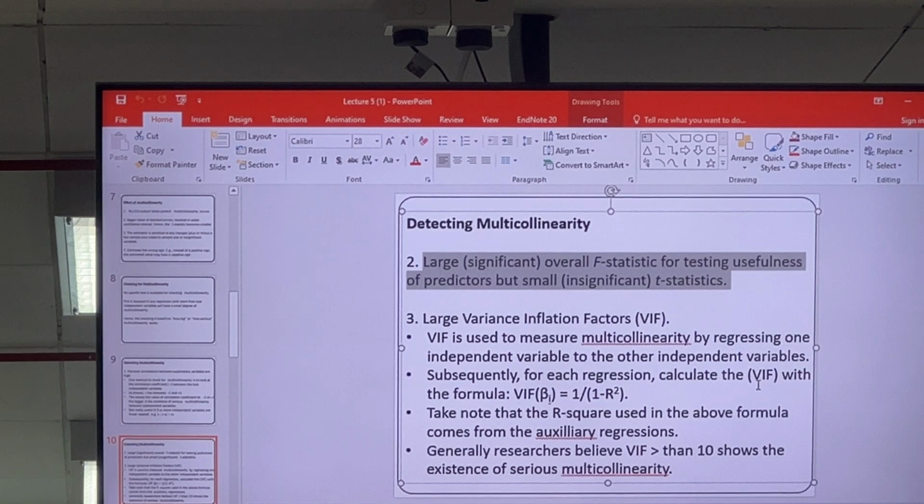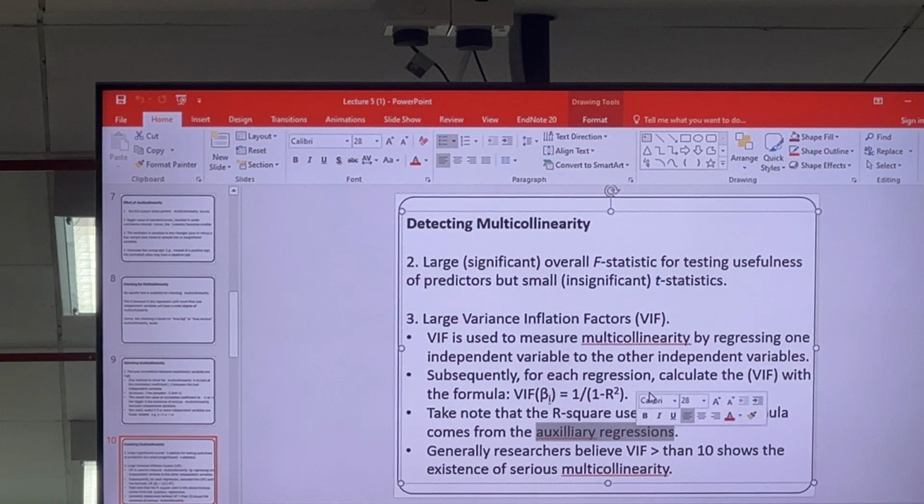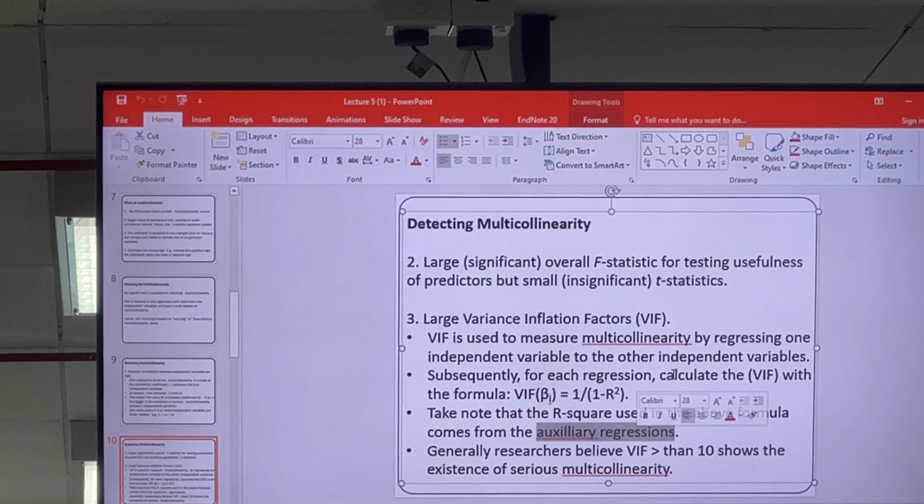Take note that the R square used in the above formula comes from the auxiliary regression, meaning that we regress each X against the other X's. So let's say you have 3 X's: you regress x1 against x2 and x3, and then you repeat, you regress x2 against x1 and x3, and then you repeat again, you regress x3 against x1 and x2.